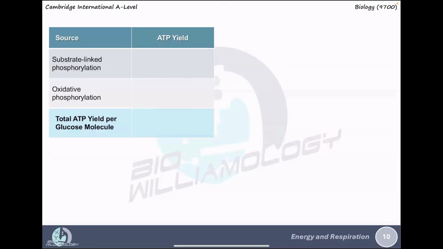So let us total up the entire ATP yield. First, we know that substrate-linked phosphorylation produces 4 ATP molecules. Oxidative phosphorylation on average 28. Therefore, there is a total of 32 ATP molecules per glucose molecule that can be synthesized.